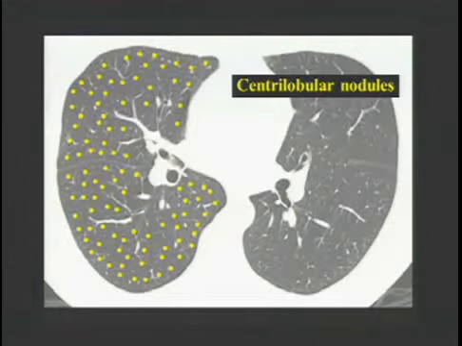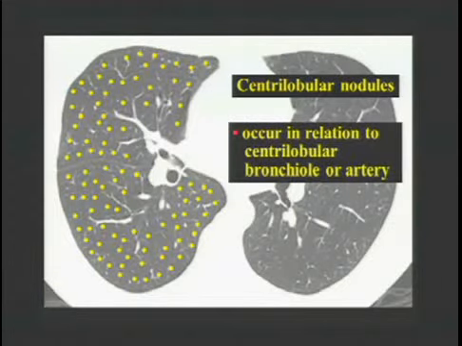What do they look like? What is their appearance on CT? Well, these nodules are occurring in relation to the centrolobular bronchiole in this disease, but may also occur in relation to the centrolobular artery, as Paige showed you in patients who had pulmonary veno-occlusive disease.